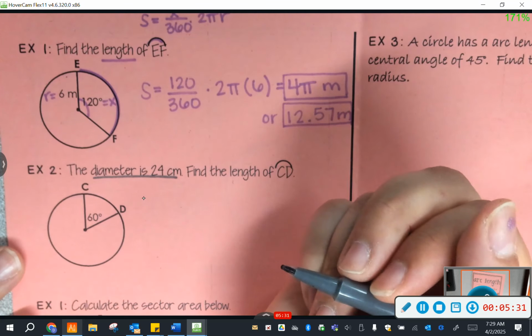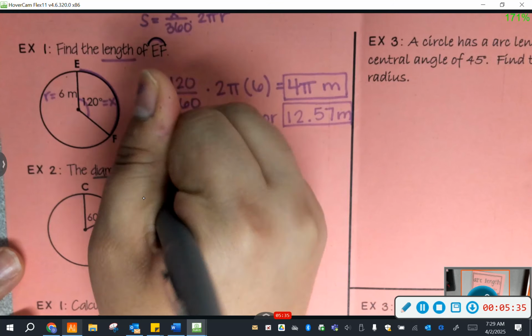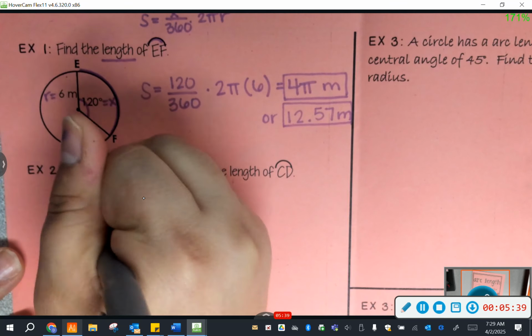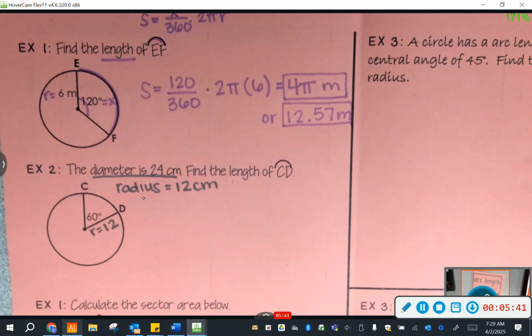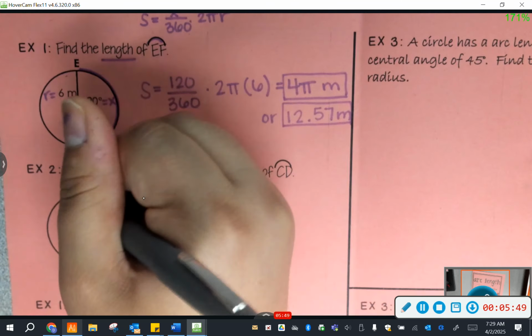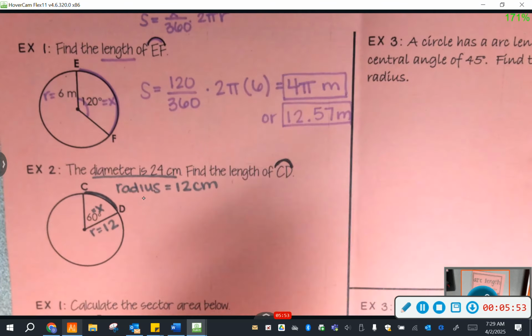What's half of it called? The radius. The radius equals 12 centimeters. So my R is 12. And what else do I know here? My X is 60, and I'm trying to find the arc length of CD. So what am I going to do?